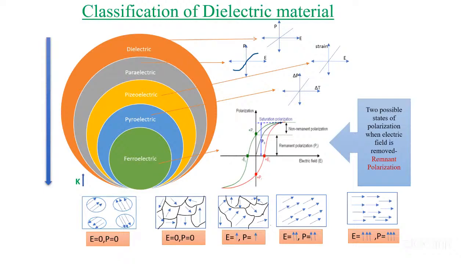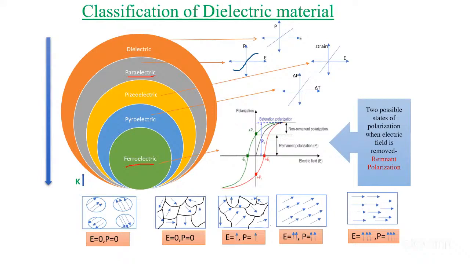So ferroelectric materials are a class of materials which come under dielectrics, and dielectrics have many classes: paraelectric, piezoelectric, pyroelectric, and ferroelectric. Inside the paraelectric class, you have ferroelectric also at a certain temperature, which is below the Curie temperature. So you have these kinds of materials.